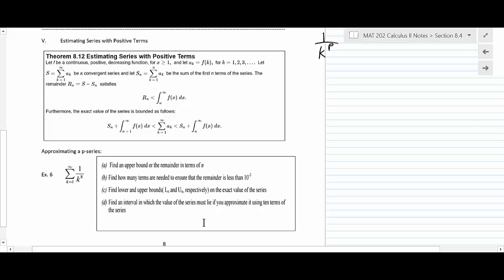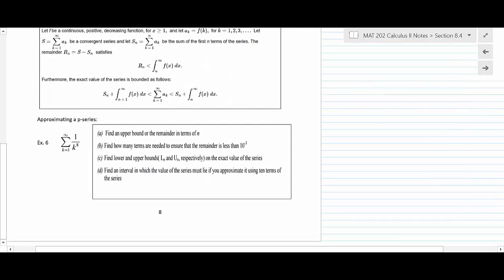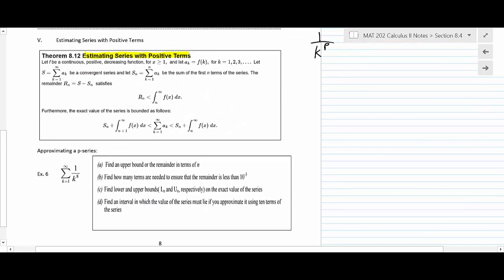Okay, so I'm going to start this last part on 8.4. We're talking about what a remainder of a series is. So this is a theorem, 8.12, estimating series with positive terms. Okay, so let me explain what this theorem is saying. Basically, what you have is a continuous, positive, decreasing function that's represented by our series.